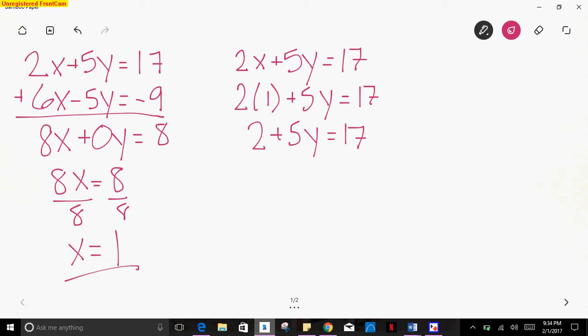So to get rid of my 2, I subtract it from each side. So I have 5y equals 15. Then to get rid of our 5, we divide each side by 5. So we're left with y equals 3. We found what y equals and what x equals.